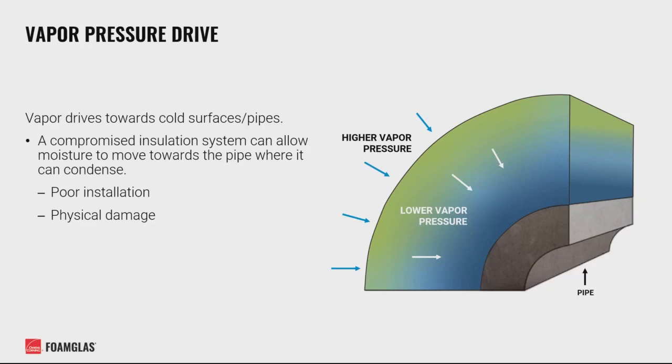An insulation system with a compromised vapor barrier can allow this moisture in the air to move towards that cold pipe, where it can then condense into liquid moisture. This insulation system can become compromised due to initial poor installation or damage that happens after the fact, whether that be from maintenance activities or typical pedestrian traffic that happens to be in the area.